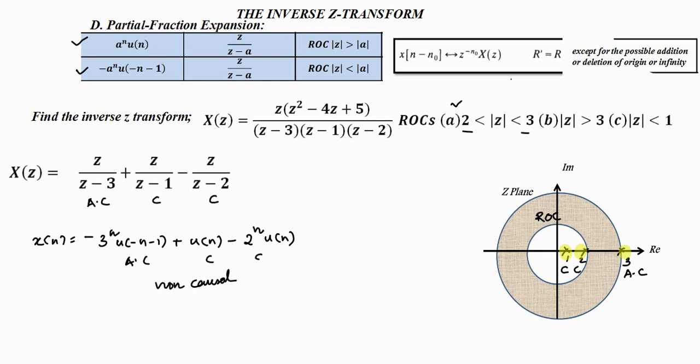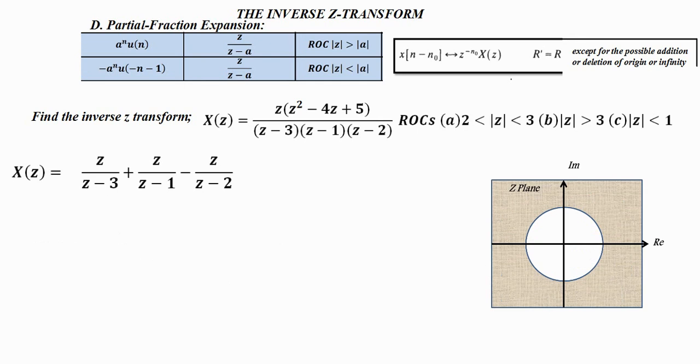Now we'll check the second condition. Here the ROC is given as modulus of z greater than 3, so assume that this is the pole 3, here it is 2 and here it is 1. You can see that the ROC, the region of convergence, lies exterior to the poles. If it is exterior to the poles, all the poles represent causal. So 1, 2, 3 are all causal, so we can prefer the first equation.